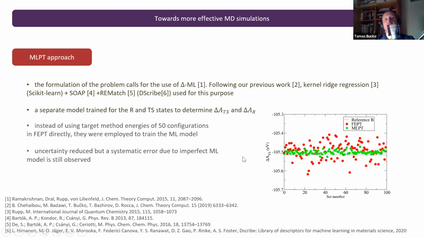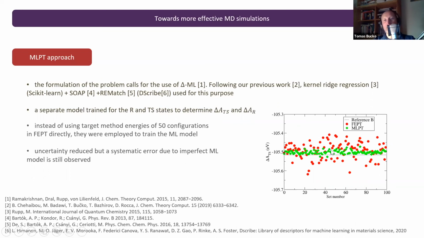These differences. Now, a separate model has been trained for the reactant and the transition state. So we don't need a robust model describing the whole configuration space. We need a focused model which works well for individual states. And our strategy is that instead of using 50 configurations in this numerical test in free energy perturbation theory directly, we instead train a machine learned model and use it to predict differences in potential for every configuration. And this is then used in the calculation of the correction.